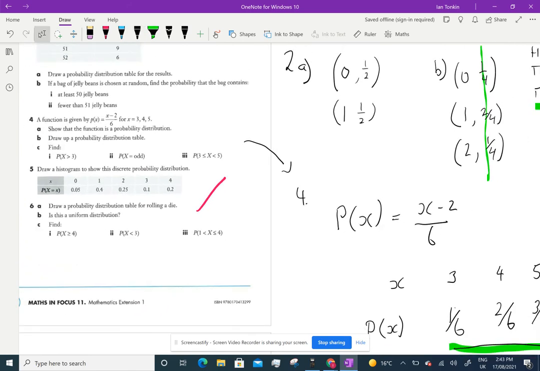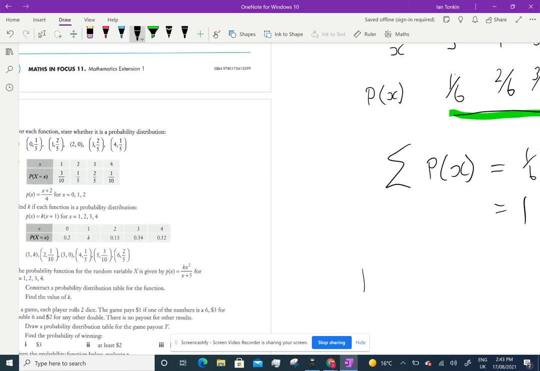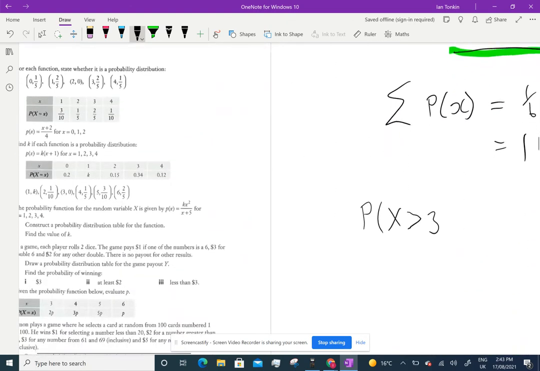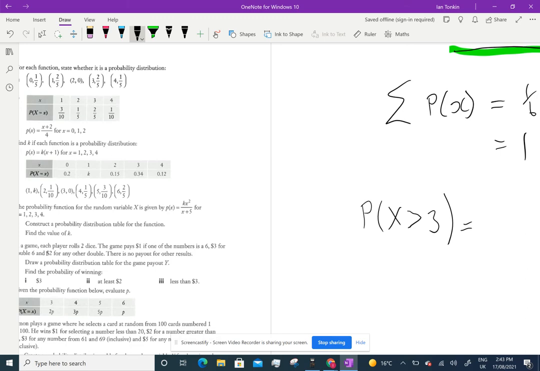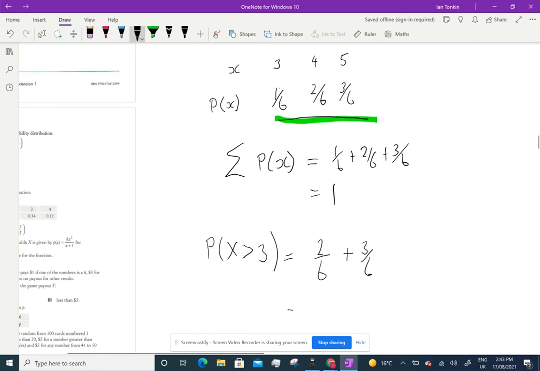Now, then it has this funny thing here, and this is just notation. So P of X greater than 3. So P of capital X for all X values greater than 3. Well, what's the probability of greater than 3? Is 3 greater than 3? No, it's equal to 3. Is 4 greater than 3? Yeah, what's the probability of that? 2 on 6. Is 5 greater than 3? Yeah, what's the probability of that? 3 on 6. Well, the probability of this distribution of getting a discrete variable greater than 3 is 5 on 6.